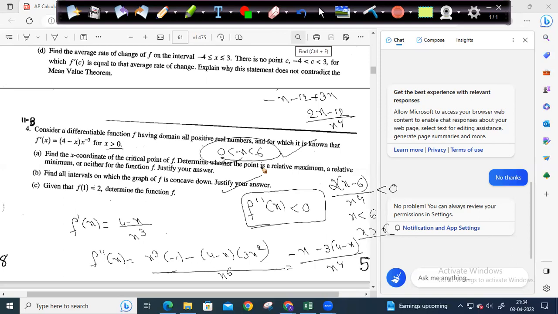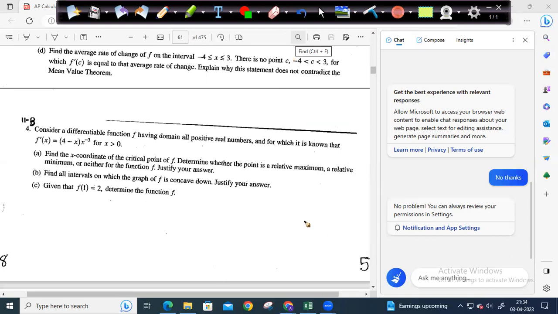Next, given that f of 1 is equal to 2, determine the function f. Okay, like differential equations here. They give f dash x. So the derivative of f of x, or dy by dx, is equal to (4 minus x) by x cube. So dy is equal to 4 into x power minus 3 minus x power minus 2, into dx. f dash x is the same as dy by dx, right? Now you do integral on both sides.